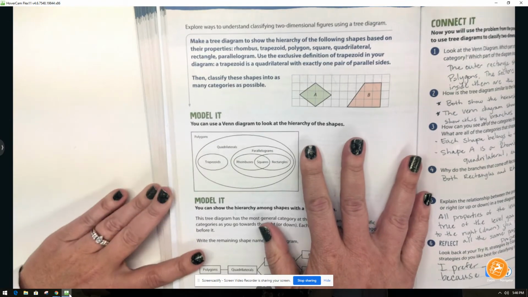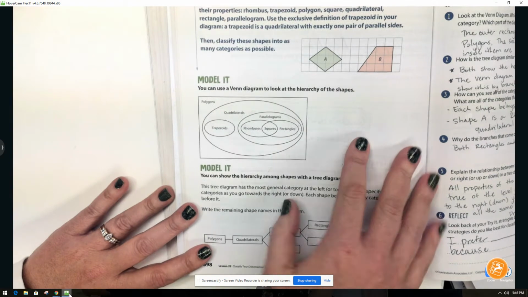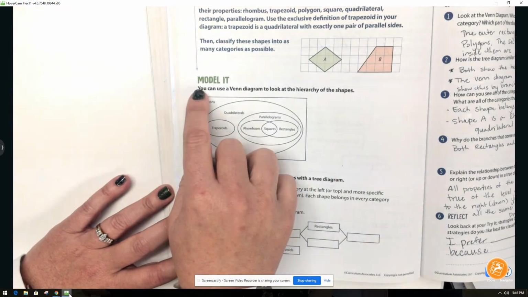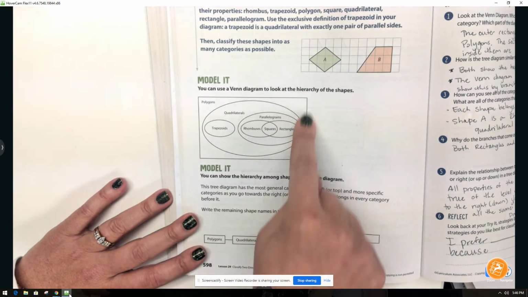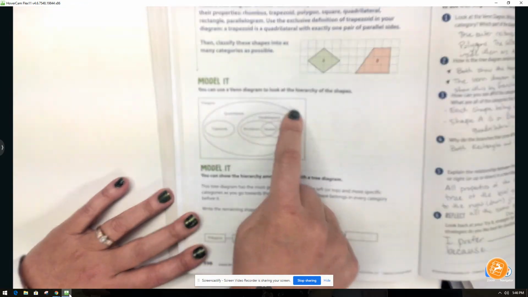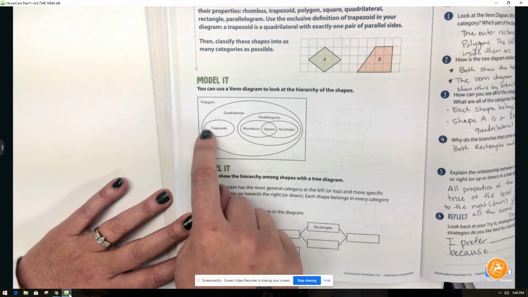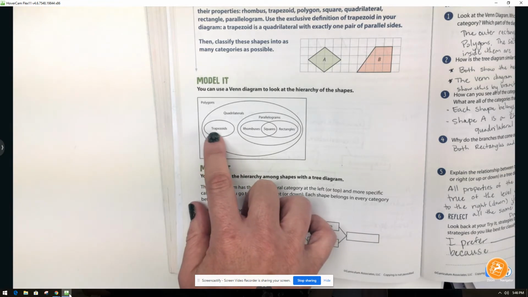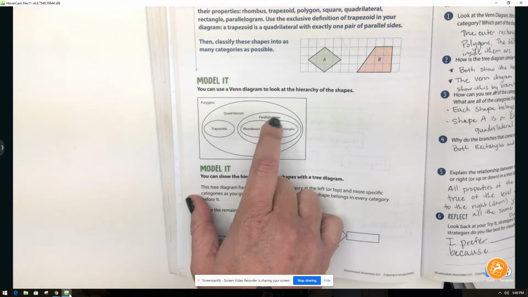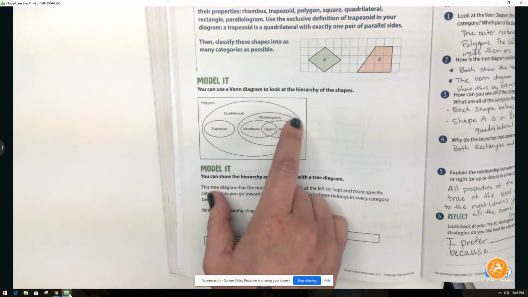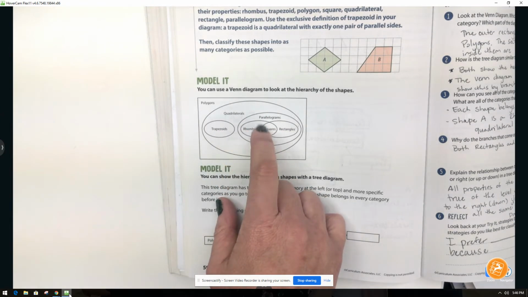All right, on the next page, we see that we have the same problem as above. Now, we drew it as a tree diagram, but you can also use a Venn diagram to show the hierarchy of shapes. So this outer rectangle is polygons. This big oval is all quadrilaterals. And then we have a small oval that's trapezoids, and this is exclusive. So remember, parallelograms cannot be trapezoids. So this oval and these ovals are totally separate because they cannot overlap at all.